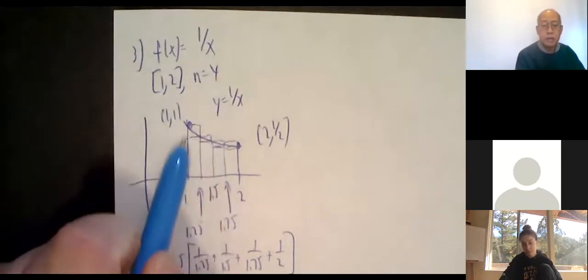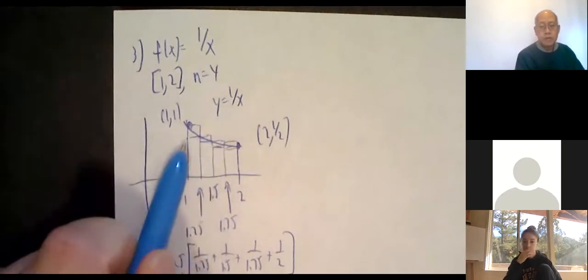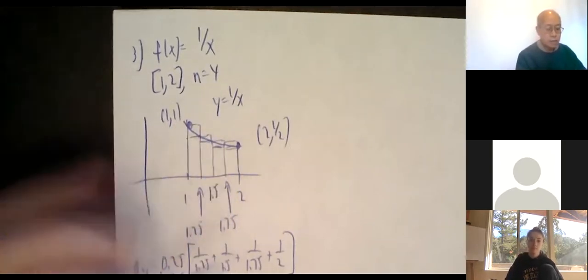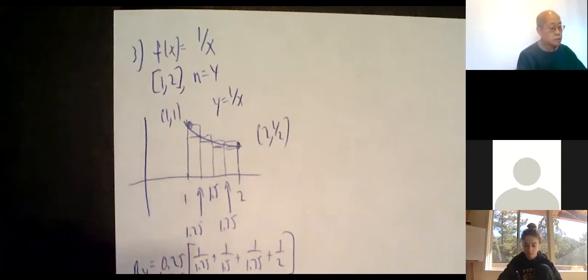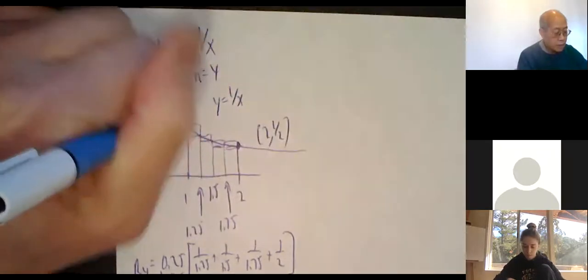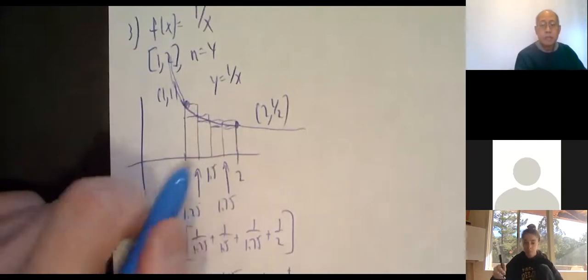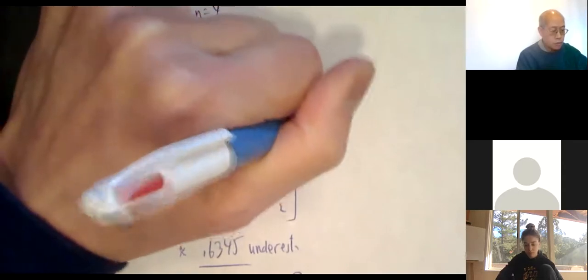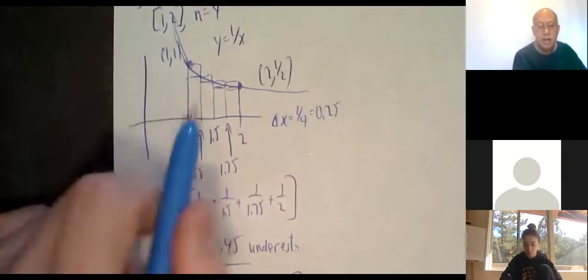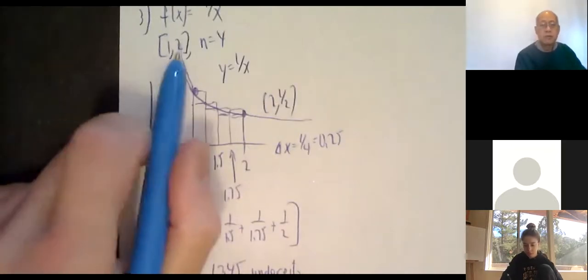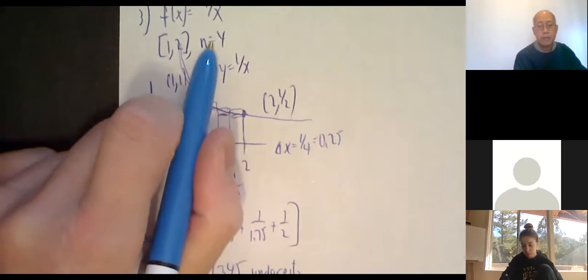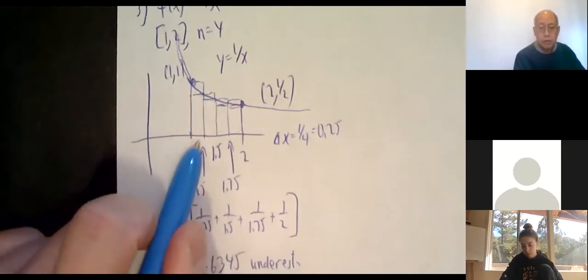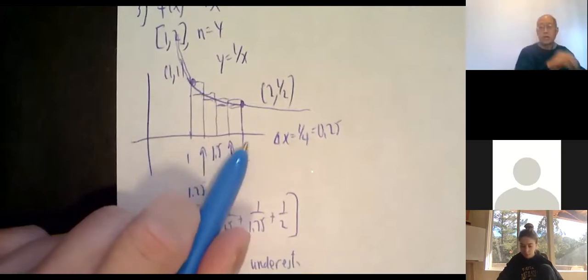Okay, so I plug in 1, you get 1. Plug in 2, you get a half. And by the way, you should know that 1/x looks like this, right? In fact, if I keep the graph going, so to speak, it keeps going like that, keeps going like that, right? 1/x. Okay, so they told me to chop it up into 4 pieces. So delta x is 1/4 or 0.25. How did you get that? Well, how long is the whole interval? 1, from 1 to 2. You're chopping it up into 4 pieces, so each one of these is 1/4. So 1.25, 1.5, 1.75, and 2.